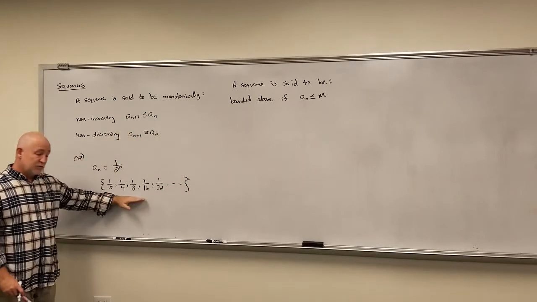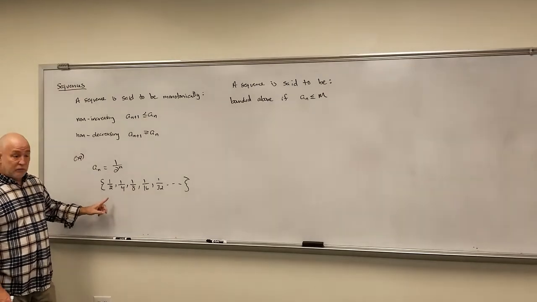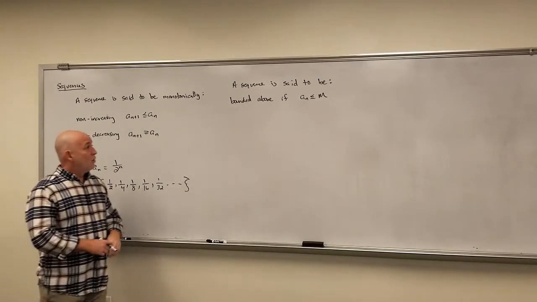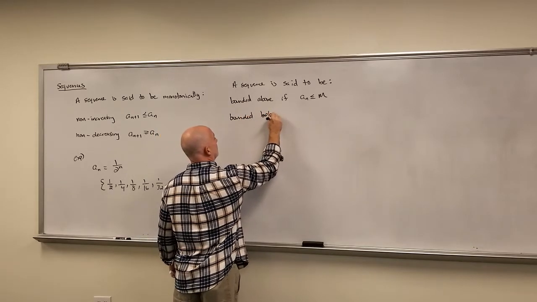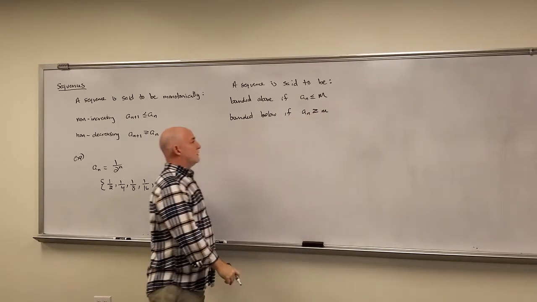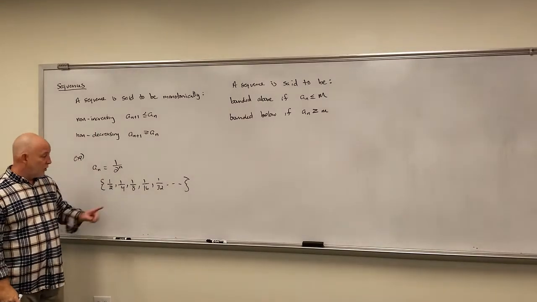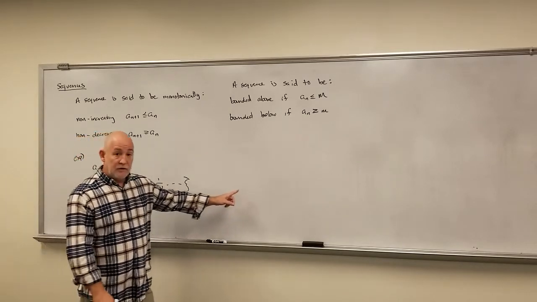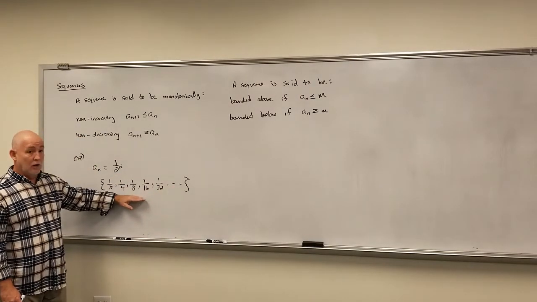So if we take a look at this one, it is actually bounded above, right? The largest value the sequence ever has is 1/2. So this sequence here is bounded above by 1/2. We say that it is bounded below if a sub n is always greater than or equal to some value. So actually this one ends up being bounded below as well, because the smallest value this is ever going to be if we continue out to infinity would be 0, right?